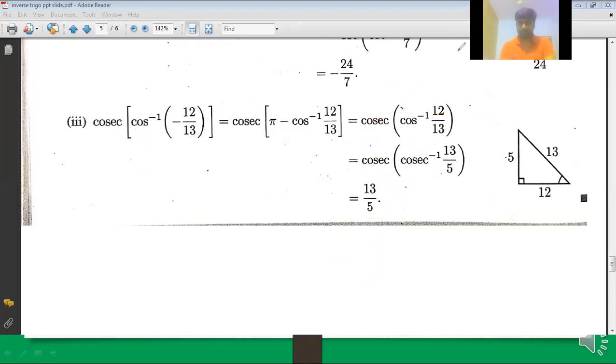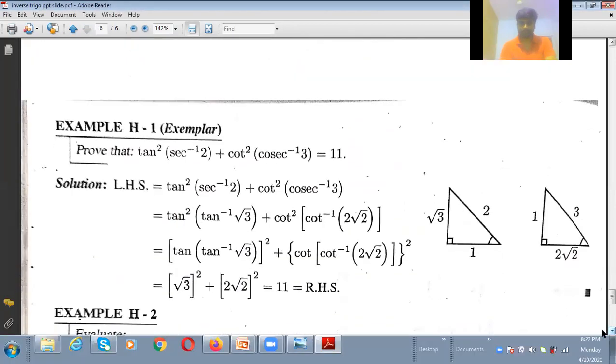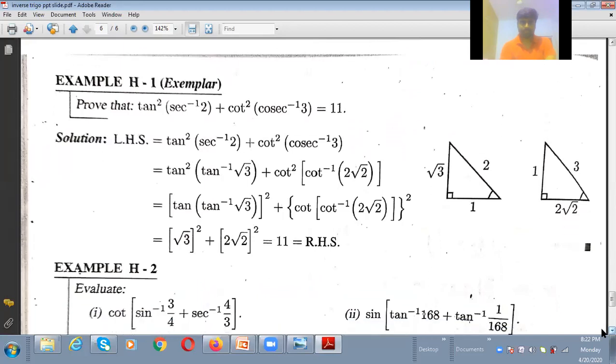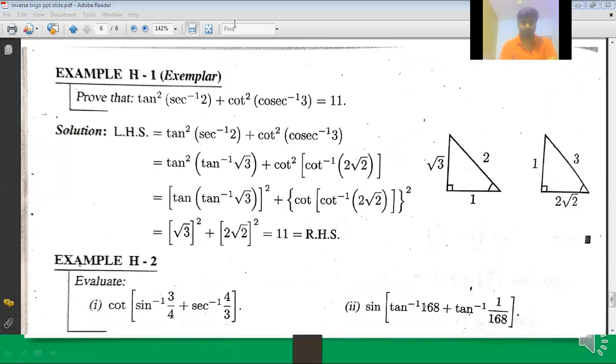Now let us go for the next problem in this. Now see here, this is very important. Tan square of secant inverse 2. See here, outside tan square we can write as tan of whole square also. For this whole square also I can write. Here also I can write 2. Correct? Anyway, so secant inverse of 2, here cosecant inverse of 3.